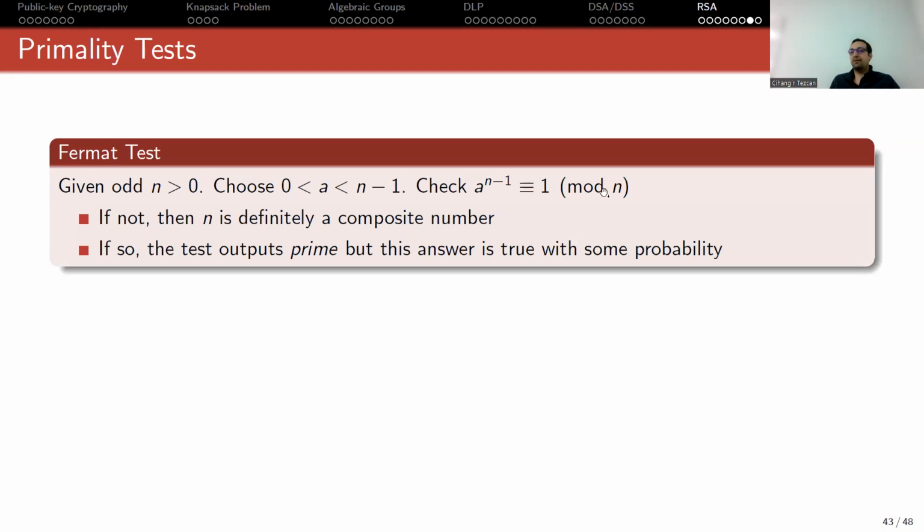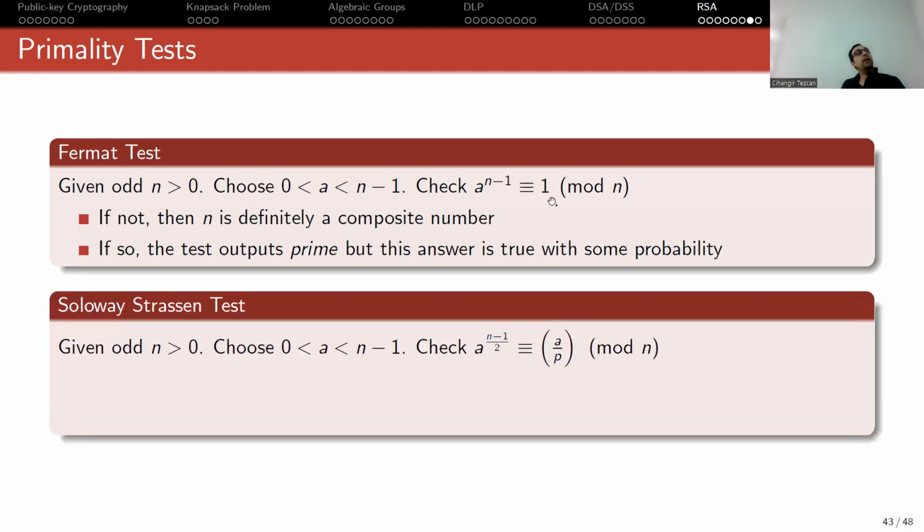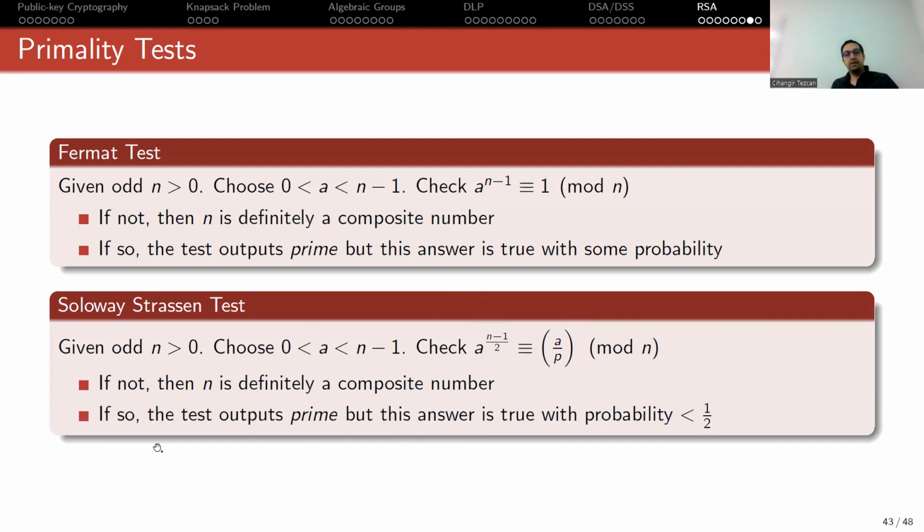Maybe you were just lucky. n was a composite number, but you picked a value a such that, just by chance, a to the n minus 1 is congruent to 1 modulo n. Okay. A similar test, this time I will use Euler's formula. You do the same thing, you randomly choose a, but instead of looking at a to the n minus 1, you look at a to the (n minus 1) over 2 and check the Legendre symbol. So if it is not equivalent, then n is definitely a composite number. If it is equal, the test outputs prime, but this answer is true with probability less than 1 over 2.